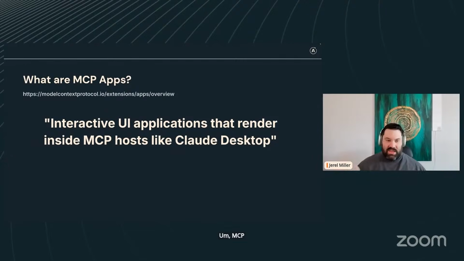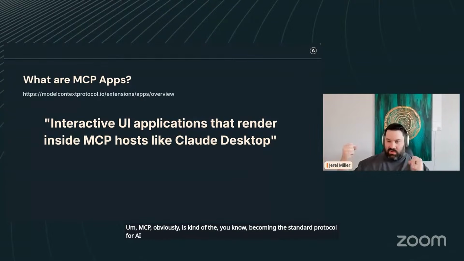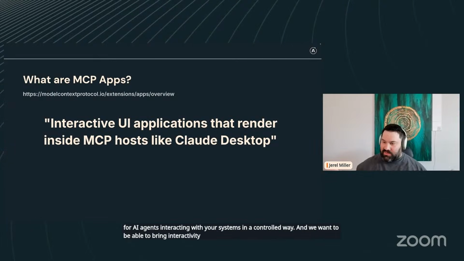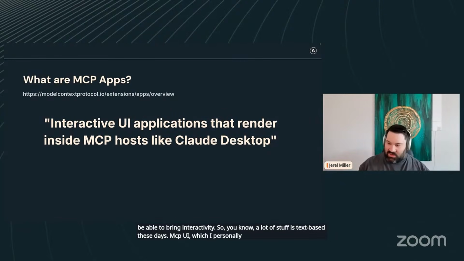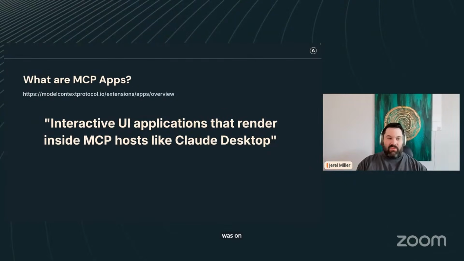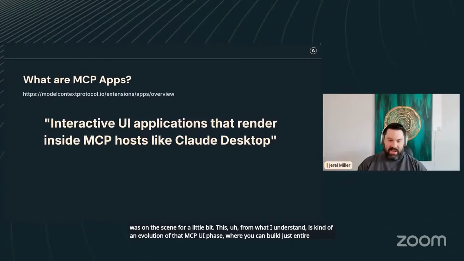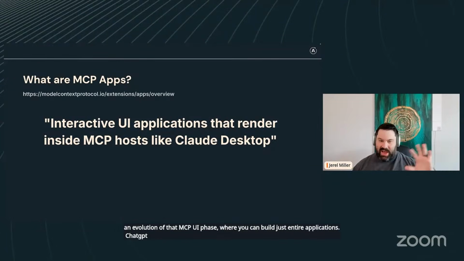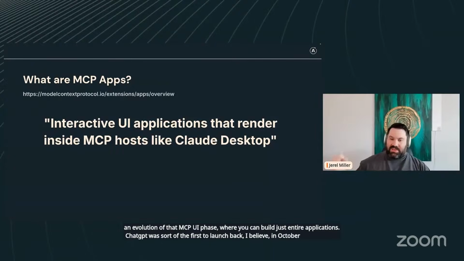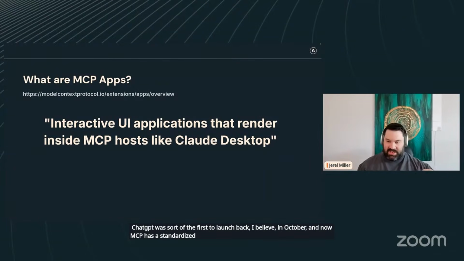MCP obviously is becoming the standard protocol for AI agents interacting with your systems in a controlled way. And we want to be able to bring interactivity. A lot of stuff is text-based these days. MCP UI, which I personally haven't had a ton of experience with, but I know was on the scene for a little bit, from my understanding, is kind of an evolution of that phase where you can build entire applications. ChatGPT was sort of the first to launch, I believe, in October. And now MCP has a standardized protocol that both ChatGPT and other hosts are starting to adopt so that you can build apps for their systems.